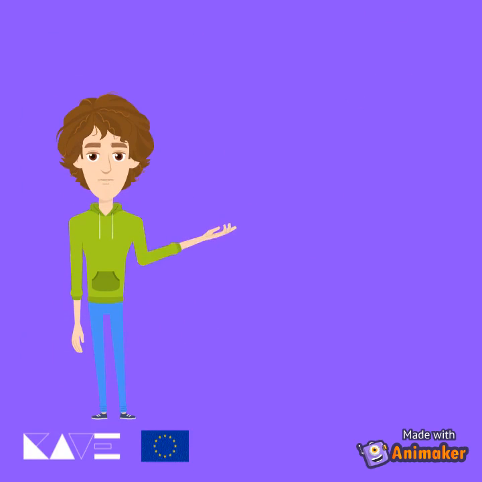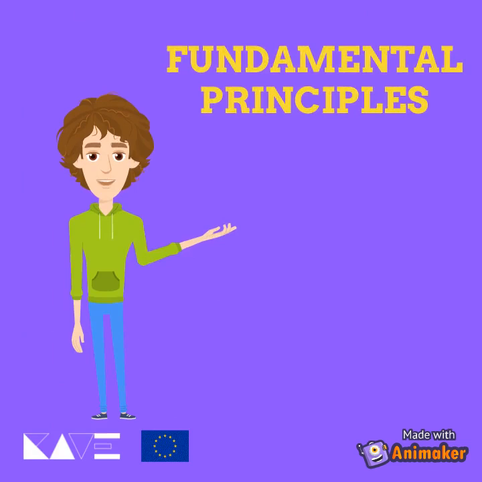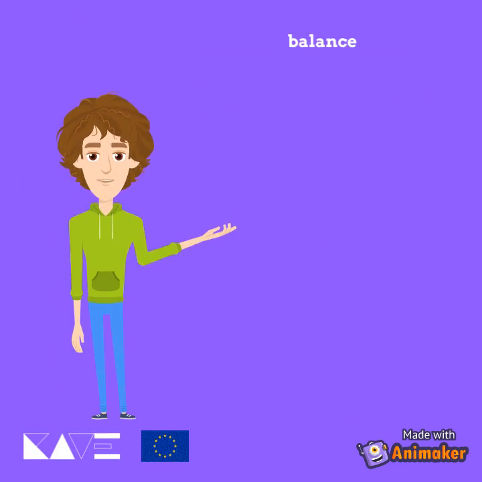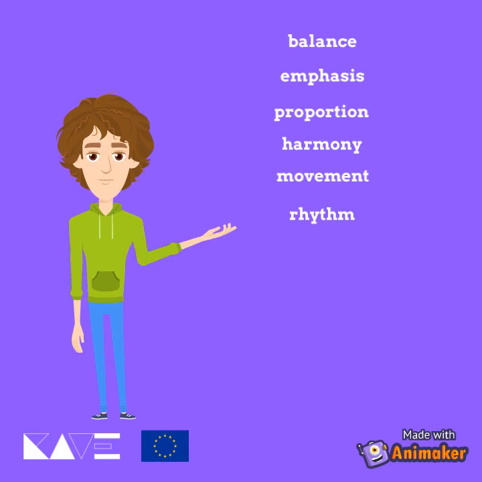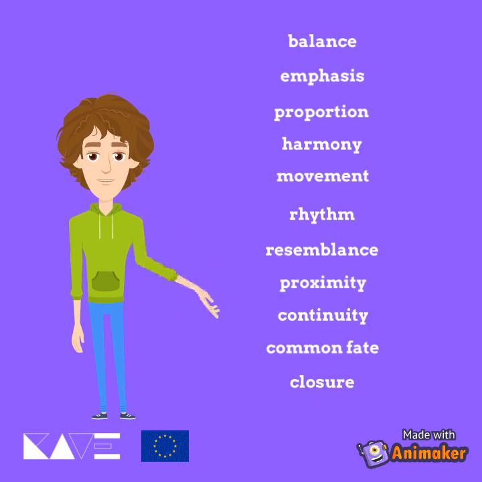The syntax of the visual alphabet is run by several rules. Among these rules there are some fundamental principles: balance, emphasis, proportion, harmony, movement, rhythm, resemblance, proximity, continuity, common fate, closure, the figure-ground relationship.